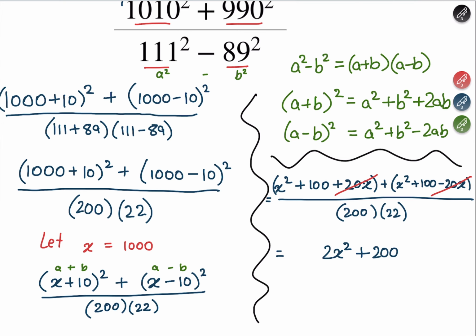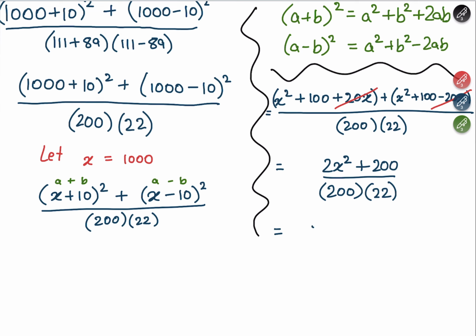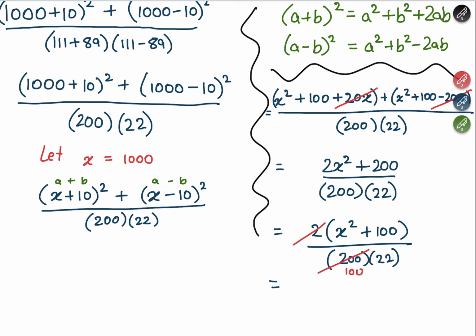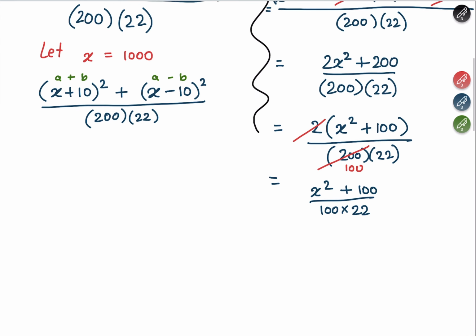plus 200 divided by 200 times 22. Now, we could write 2x squared plus 200 as 2 times x squared plus 100. And canceling that out, we would have x squared plus 100 divided by 100 times 22. But remember, we have x substituted. So x is actually 1,000. So 1,000 squared plus 100 divided by 100 times 22.